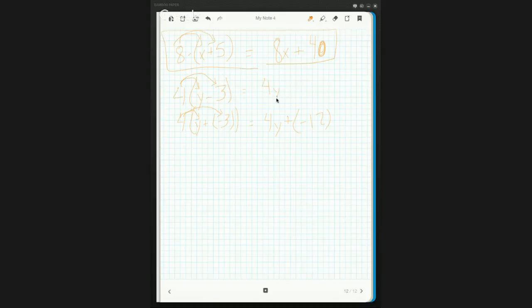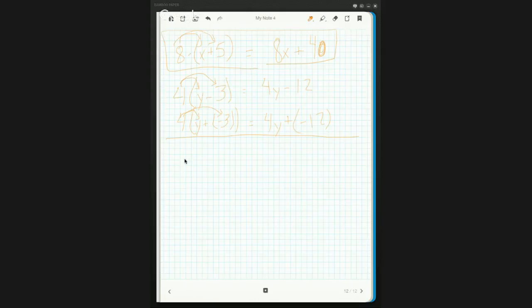You end up with 4y, copy our subtraction sign across, and then we get minus 12. So, we know that 4y plus a negative 12 is the same thing as 4y minus 12. So that shows you that an addition or a subtraction can be on the inside and it will still work. It does not work if multiplication or division is on the inside, so be very careful.